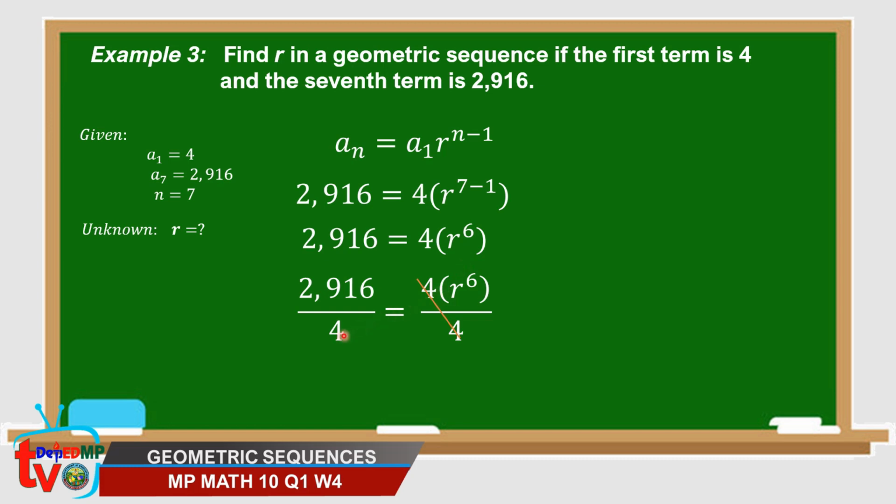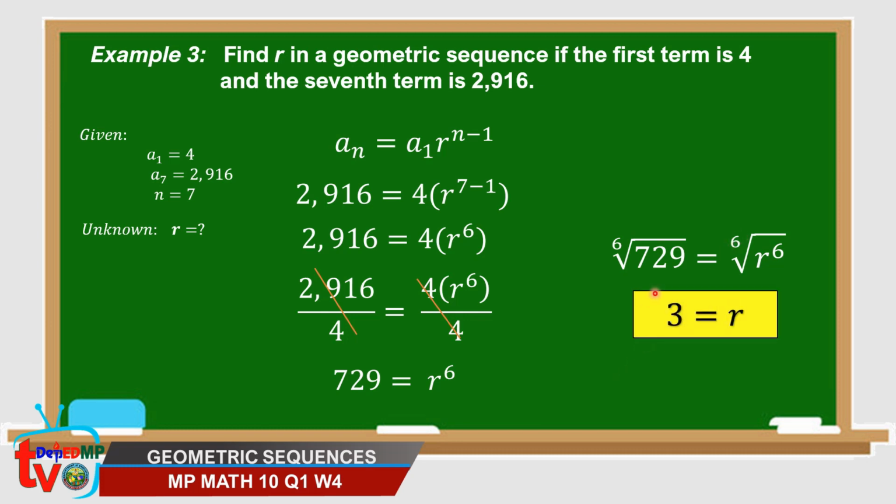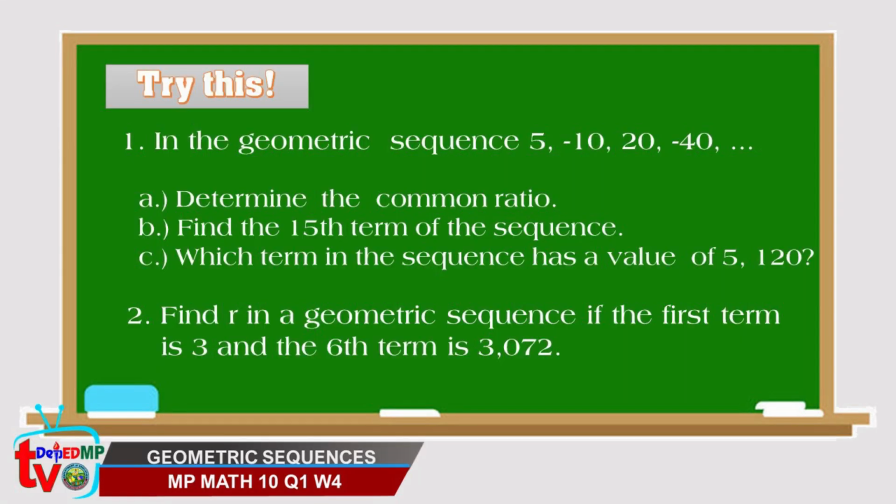Divide both sides of the equation by 4, and the simplified equation is 729 equals r raised to 6. To be able to solve for r, we need to extract the 6th root of the terms on both sides of the equation. The 6th root of 729 is 3, and the 6th root of r raised to 6 is r. Therefore, r is equal to 3. That is now the common ratio of the given sequence.